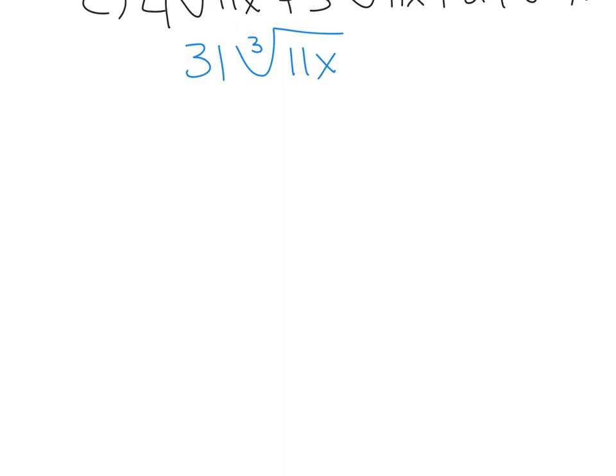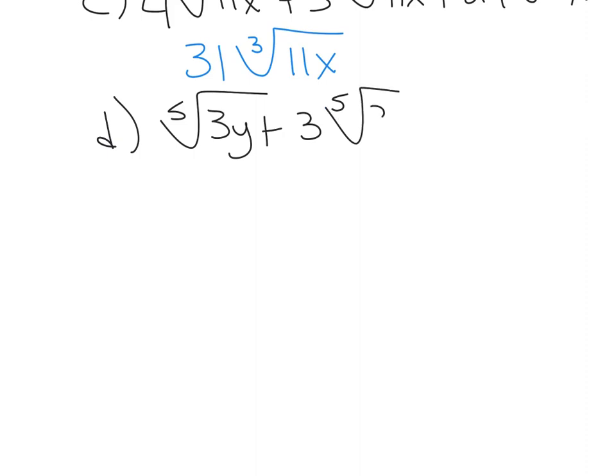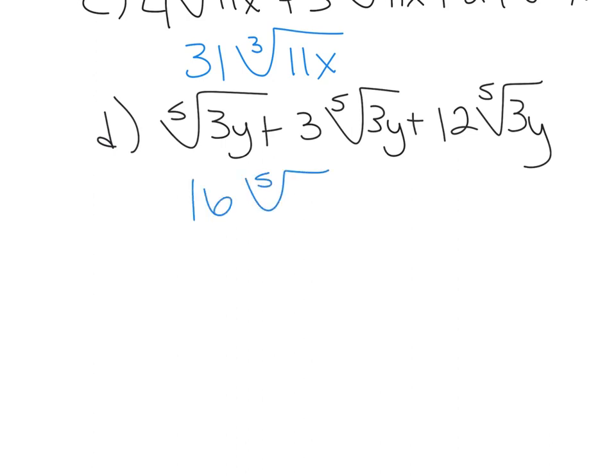Letter D says the fifth root of 3y plus 3 times the fifth root of 3y plus 12 times the fifth root of 3y. Can I add these together? Yes, I can. They all have the fifth root of 3y. And do not forget the coefficient here is 1, not 0. So this is 1 plus 3 plus 12 is 16. So this is going to be 16 times the fifth root of 3y.